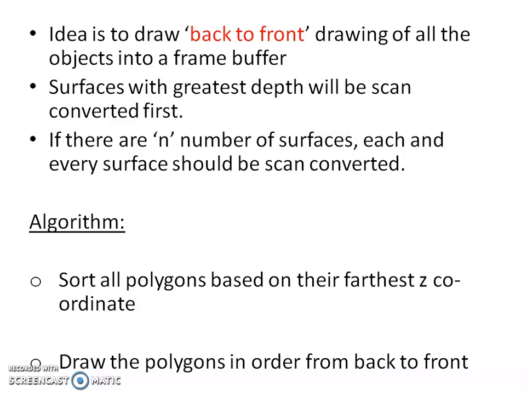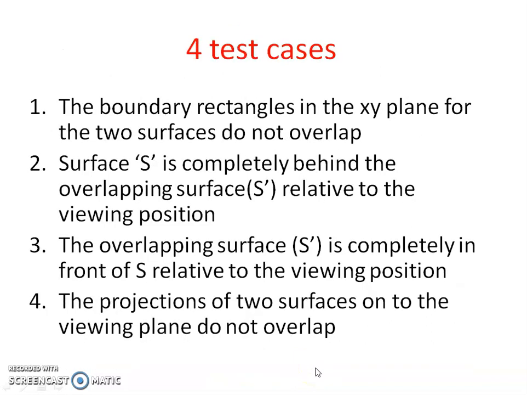Here in the depth sorting algorithm, the idea is to draw back to front, drawing all the objects into a frame buffer. Surfaces with the greatest depth will be scan converted first. If there are n number of surfaces, each and every surface should be scan converted. The algorithm says that in the first step, sort all polygons based on their farthest Z coordinate. Next, draw the polygons in order from back to front.